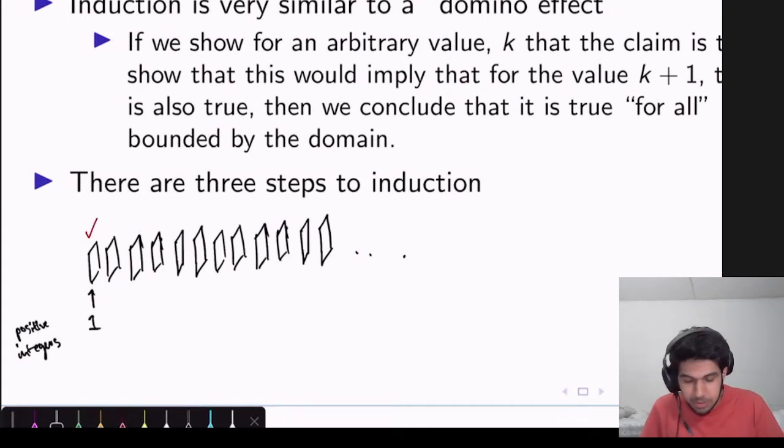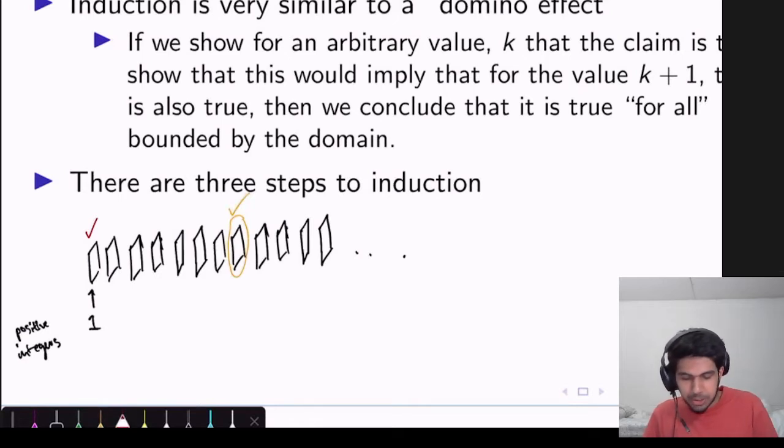Then what we're going to do is take some random domino in the middle, because this goes on till infinity. We're just going to take some random domino in the middle. Let me circle that in orange. And we're going to assume that the proposition is true for this domino.